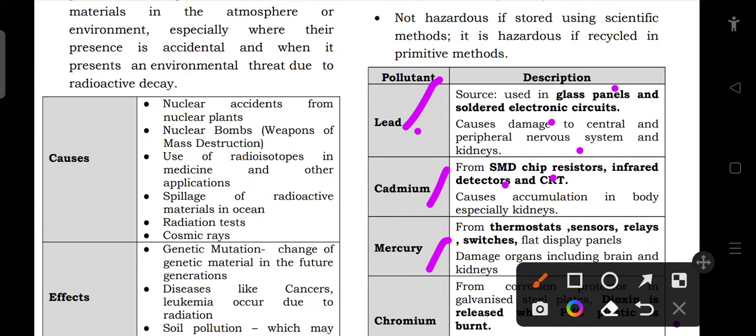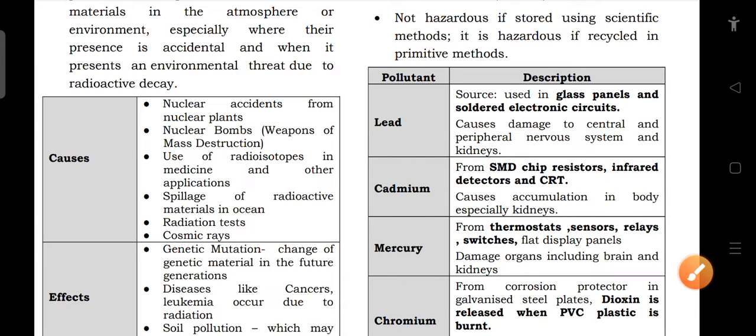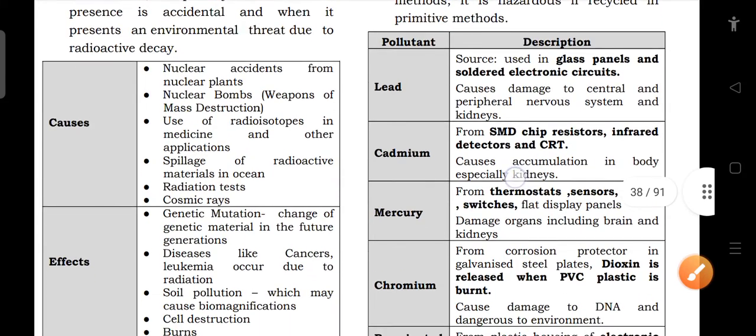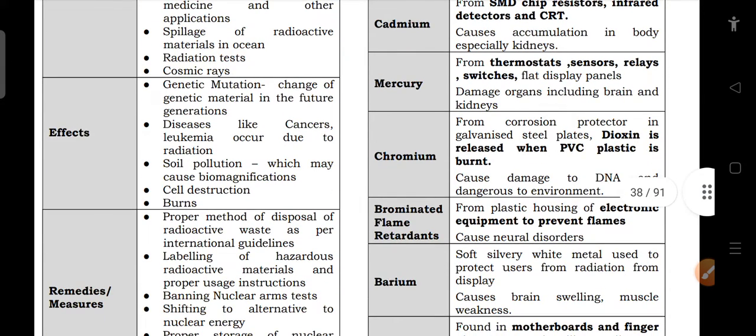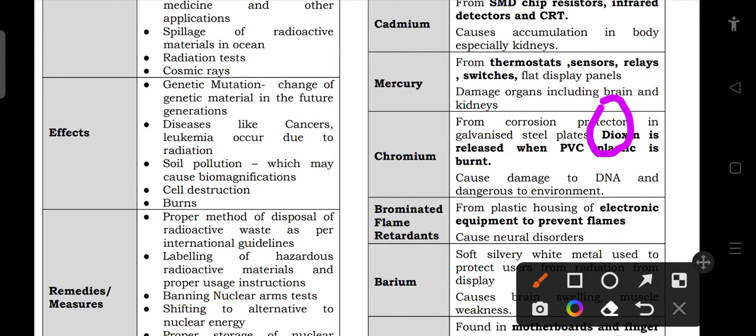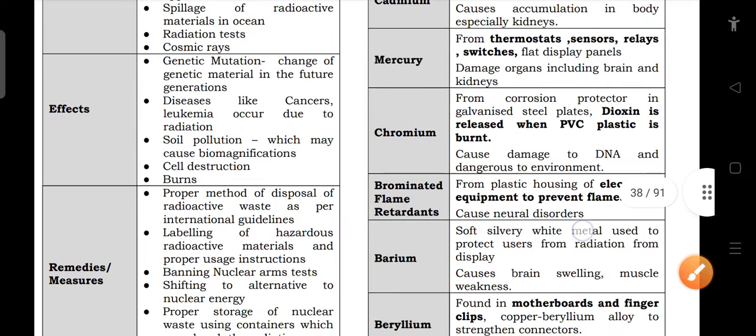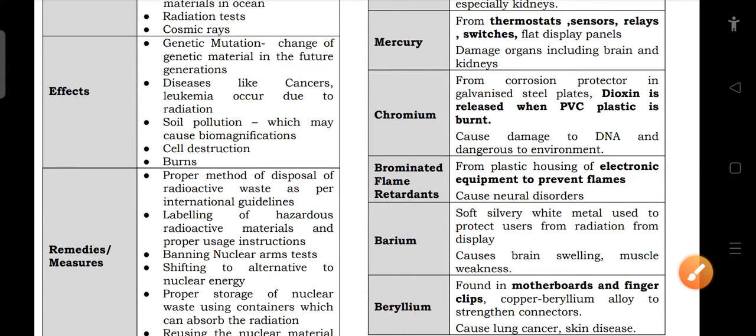Then mercury from thermostat, sensor, relay, switches and flat display panel. It will affect the brain and kidney. Then chromium. So chromium dioxin is released when PVC plastic is burnt. So this is causing damage to DNA also. And the next one is brominated flame retardant. So these are from the electronic equipment to prevent flame, and this causes neural disorder.